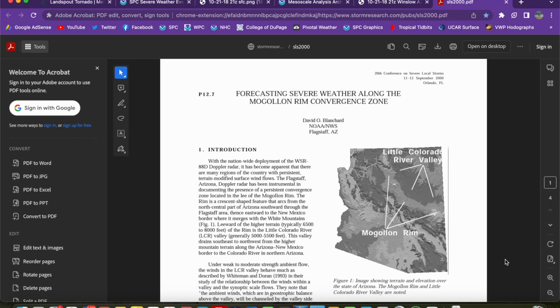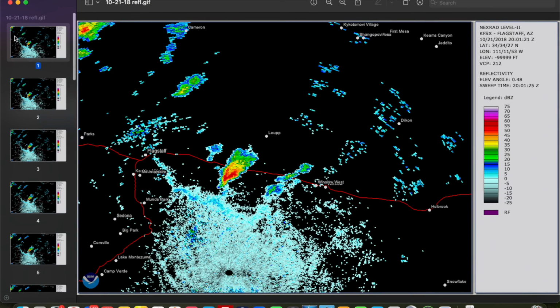And on this day, you could actually see it on radar. Just like the Denver Convergence Vorticity Zone in Colorado sometimes shows up on radar, this one showed up as well. You can see the fine line here.